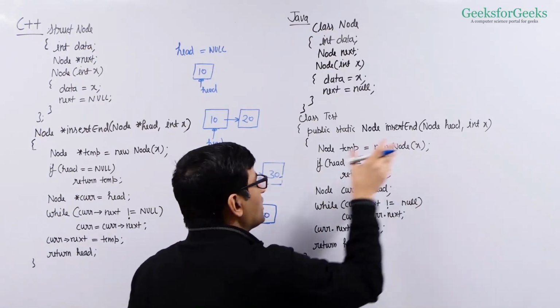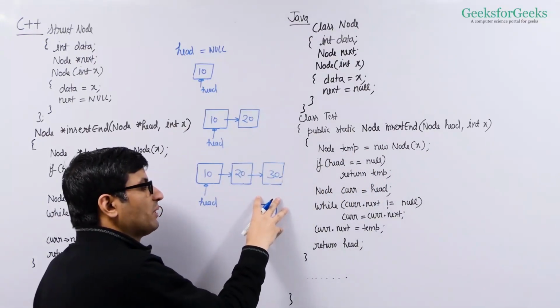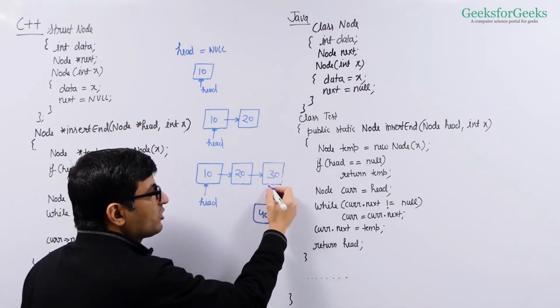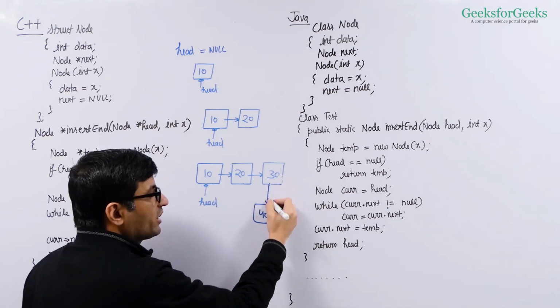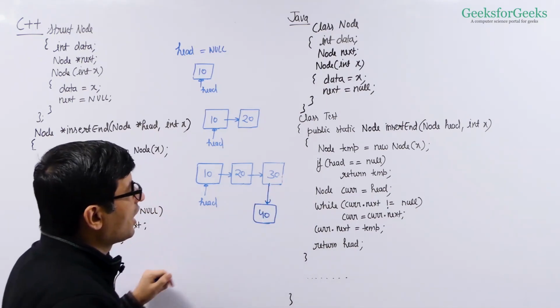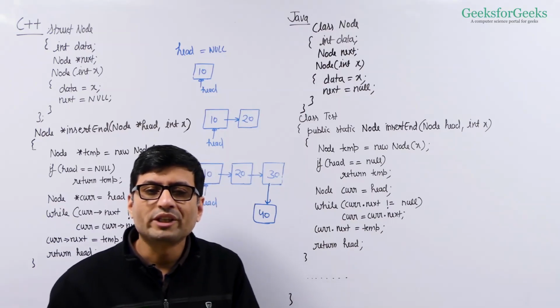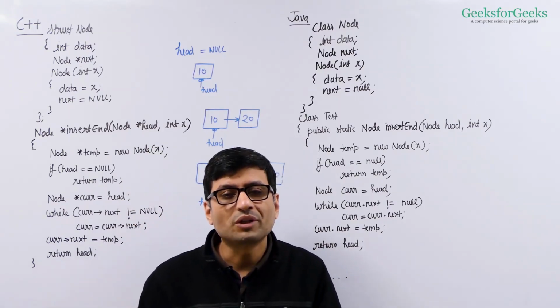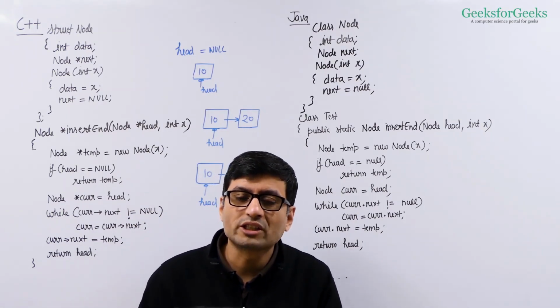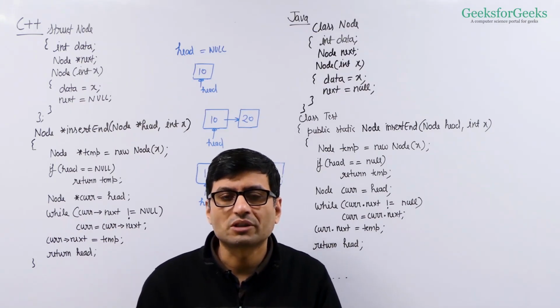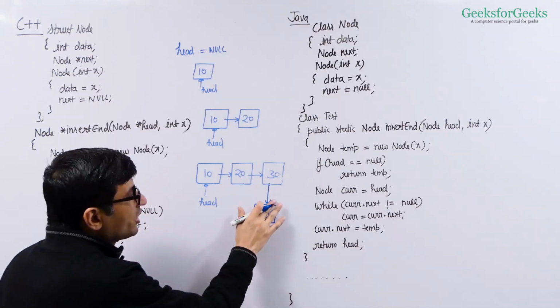Say this is 40 and this is our current list. We'll allocate memory for 40. Now what we want is, we want this 30's next to become 40. This is what we want, right? 30's next to become 40. How do we make 30's next 40? For that purpose, we need to get hold of 30. We either need to have a pointer to this 30 in C++ or we need to have a reference to this node 30 in Java. How do I get a reference to this node 30?